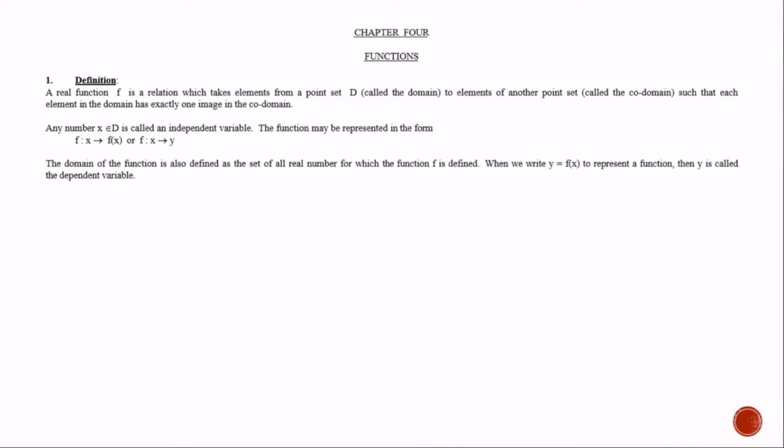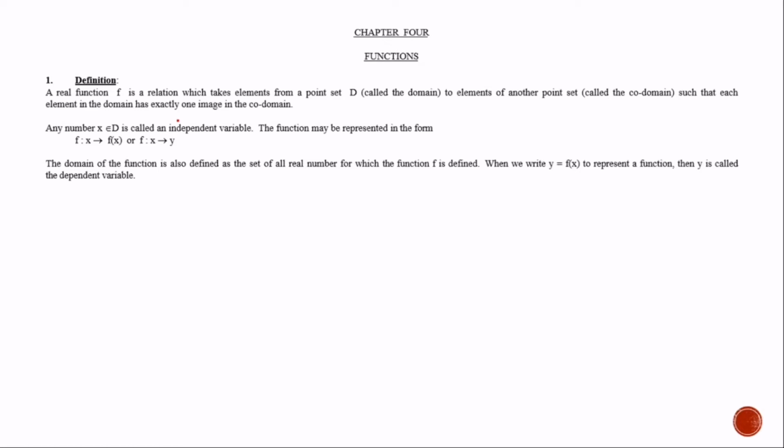Now, when we talk about a function, it is a relation which takes elements from a point set D, which is the domain, to another point set, which is the codomain, such that each element in the domain has exactly one image in the codomain. We did this in SHS. The domain is the interval that makes the function exist. Any number which is an element of the domain is called the independent variable, right?